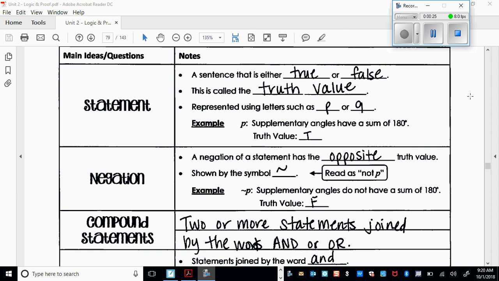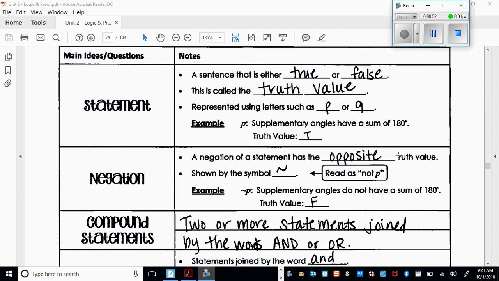So in this one, it says a statement. What is a statement? A sentence that is either true or false is defined as a statement. And this is called the true value of the statement. So whenever somebody is making a statement, we have to say, oh yeah, that's a true statement or that's a false statement. And when we try to figure out whether it's true or false, that is the true value.